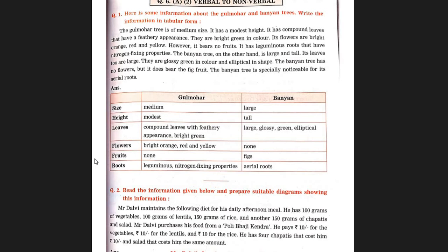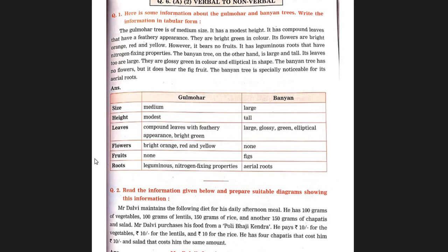The banyan tree, on the other hand, is large and tall. Its leaves too are large. They are glossy green in color and elliptical in shape. The banyan tree has no flowers, but it does bear the fig fruit. The banyan tree is specially noticeable for its aerial roots.